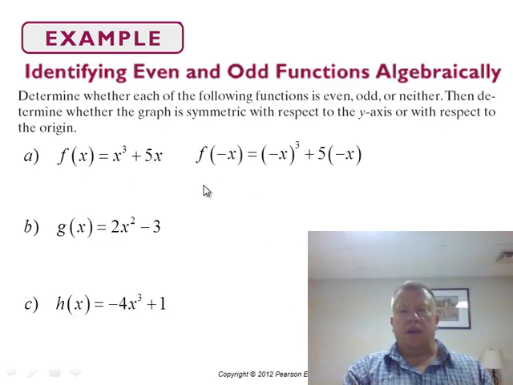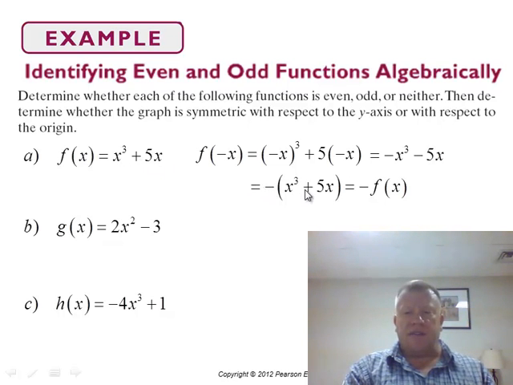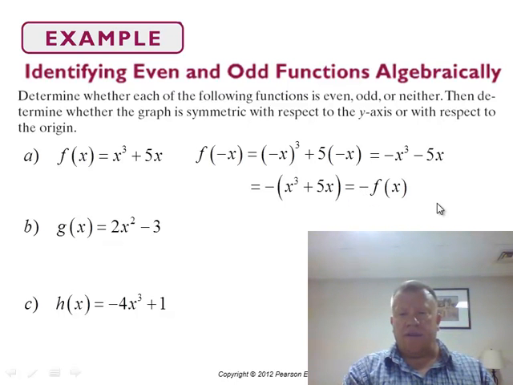Indeed, when you replace x by negative x, after you factor out the negative, you get the negative of the original function. Remember, the original function was x cubed plus 5x, and you get the negative of that function. So you get f of negative x being equal to negative of f of x.